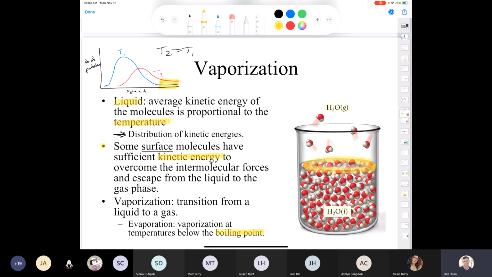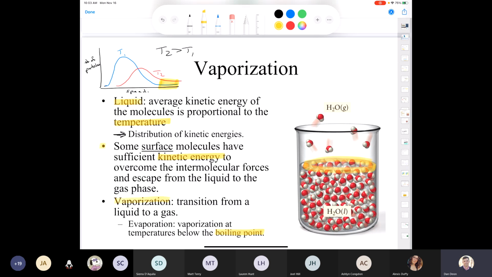So vaporization is the transition from a liquid to a gas. And evaporation is the word we use for vaporization that occurs at temperatures lower than the boiling point. Okay, let me stop reading the slide and just talk about what is going on.